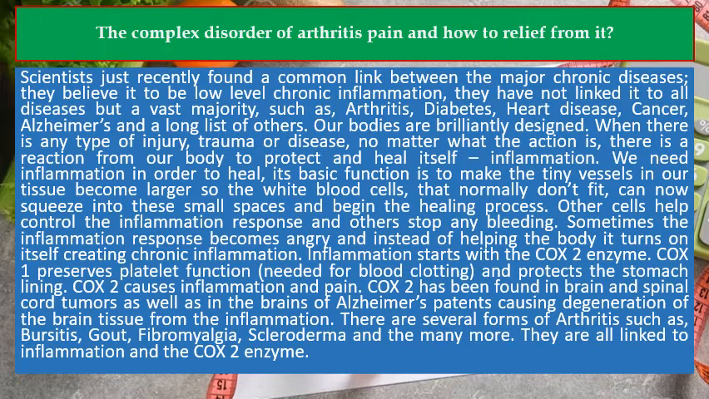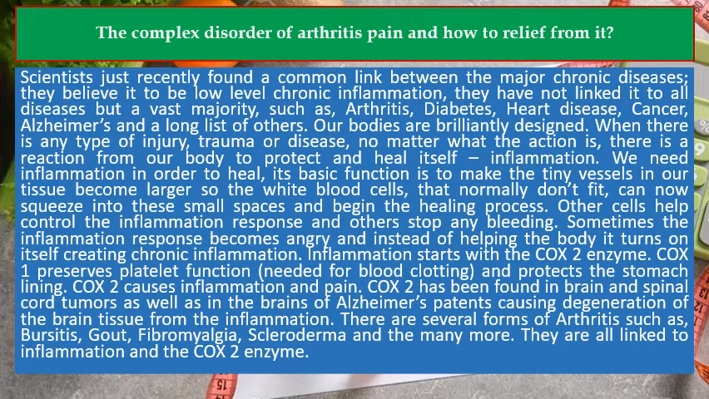Its basic function is to make the tiny vessels in our tissue become larger so the white blood cells, that normally don't fit, can now squeeze into these small spaces and begin the healing process. Other cells help control the inflammation response and others stop any bleeding. Sometimes the inflammation response becomes angry and, instead of helping the body, it turns on itself, creating chronic inflammation. Inflammation starts with the COX-2 enzyme. COX-1 preserves platelet function, needed for blood clotting, and protects the stomach lining. COX-2 causes inflammation and pain.